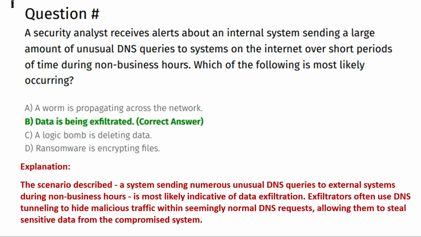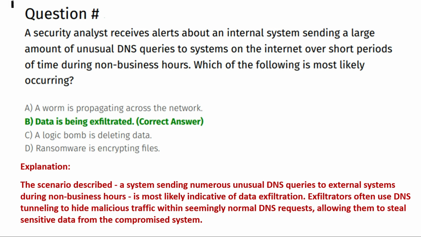And the next question is, a security analyst receives alerts about an internal system sending a large amount of unusual DNS queries to a system on the internet over short periods of time during non-business hours. So which of the following is most likely occurring? Option A, a worm is propagating across the network. Option B, data is being exfiltrated. Option C, a logic bomb is deleting data. Option D, ransomware is encrypting files. And the correct answer for this question is option B, data is being exfiltrated.